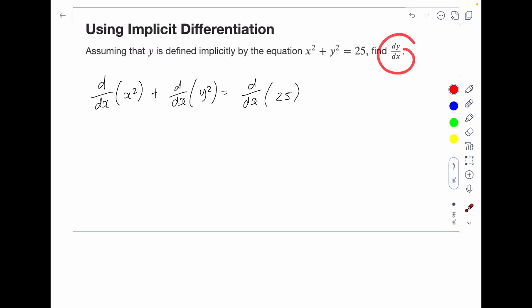Remember, they want dy by dx. So where do we go from here? Well, d/dx of x squared is just going to equal 2x. But what about d/dx of y squared? This is really where the focus is, so really pay attention here, because this is a danger zone. This is where loads of people trip up, so make sure you're not one of them. Here we need to apply the chain rule for this, because we've technically got two functions here.